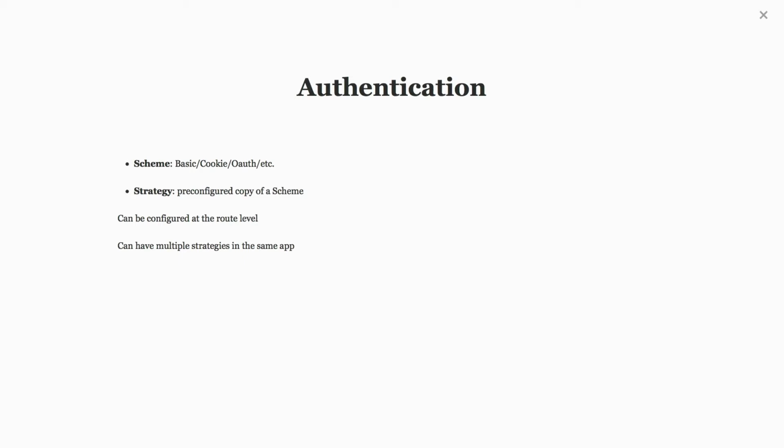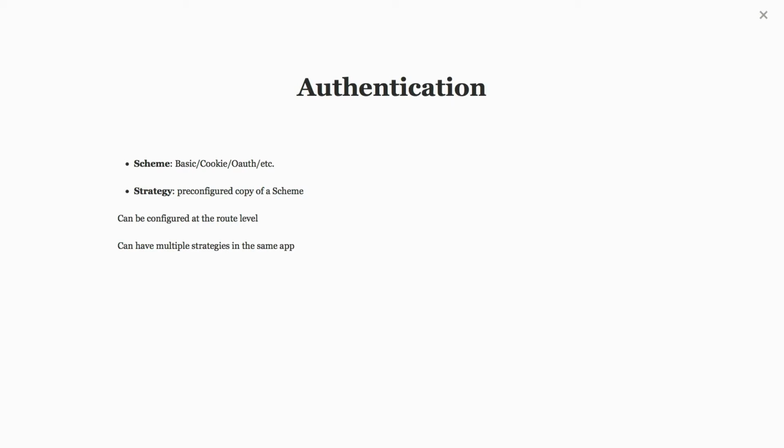Authentication is obviously important for your application, and it's such a big topic. I don't have time to talk about it in any detail, but you have schemes and strategies. A scheme is basically what type of authorization we want to do: basic authorization with user and password, cookie-based, token-based, OAuth, whatever. And then a strategy is basically an implementation of that.